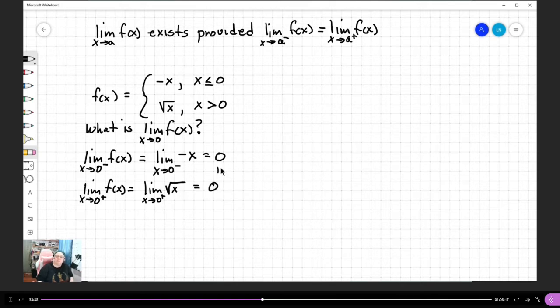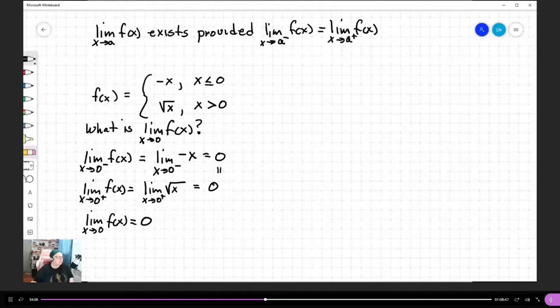Right, those two are equal. Oh, I'll write an equal sign that way. All right, so that means that the limit as x goes to 0 of f exists, and it's equal to 0. All right, so yesterday I did that with the graphs. Today I'm doing it algebraically. Okay, I'm in the right place.